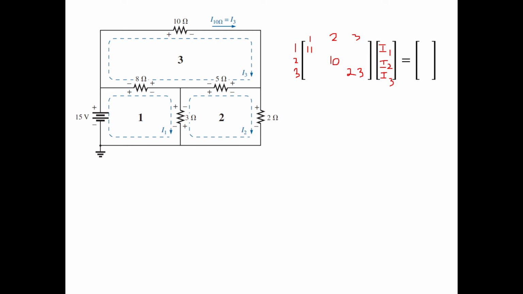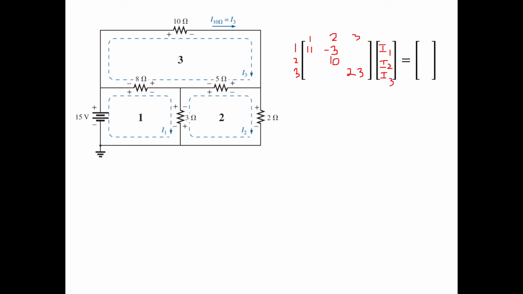Now we are going to fill this element 1, 2. So what do you mean by 1, 2? Go to loop number 1 and go up to loop number 2. Is there any resistance common to both the loops? Yes, this 3 ohm resistor is common to both the loops. So what we have to write? We have to write minus 3. Why minus 3? Because in the rule, it says negative of the resistance connected between the 2 loops.